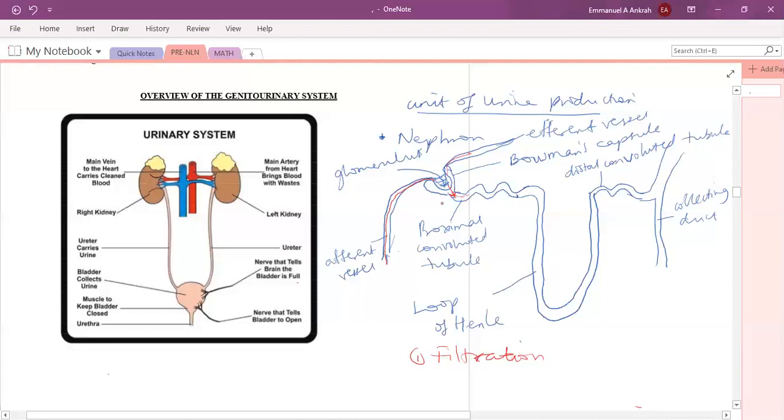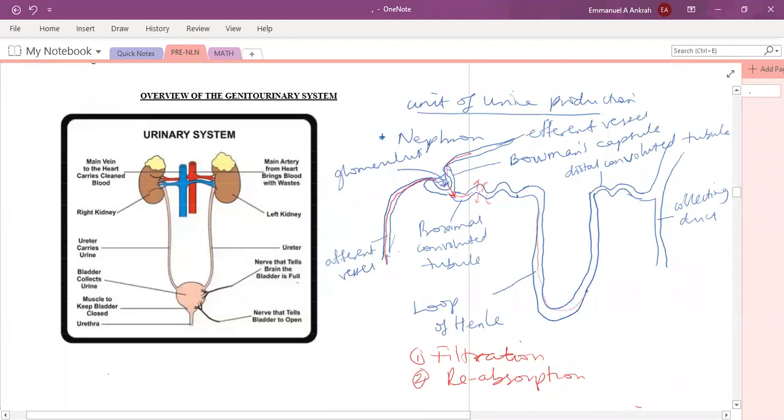So only the filtrate, the plasma with the dissolved salts and glucose and other things, goes out here. In the proximal convoluted tubule, what happens is that you have reabsorption. The good part of the filtrate is reabsorbed. It goes back into the blood. So the second step is known as reabsorption. You reabsorb the good parts.